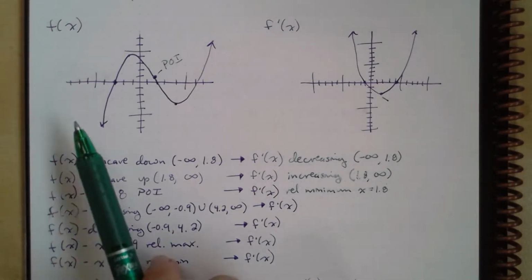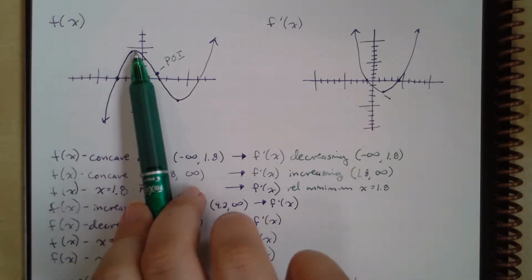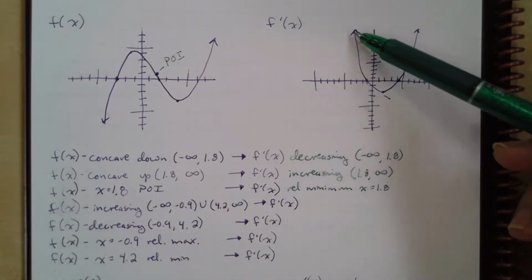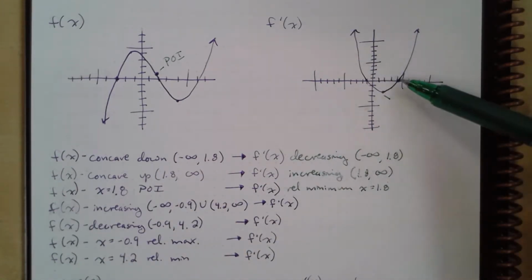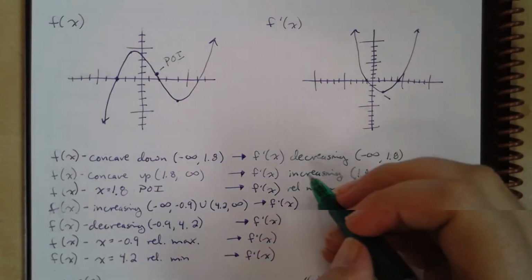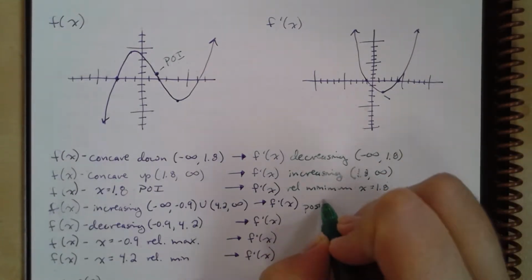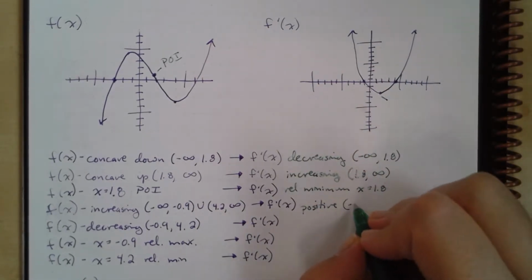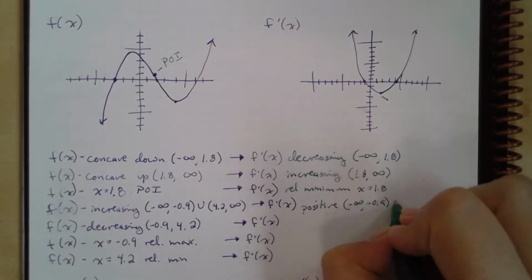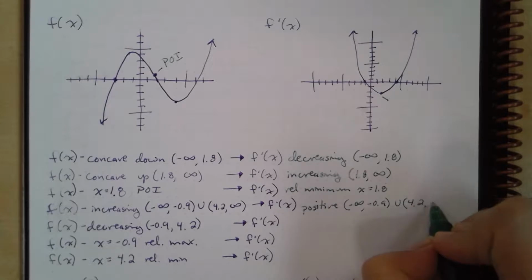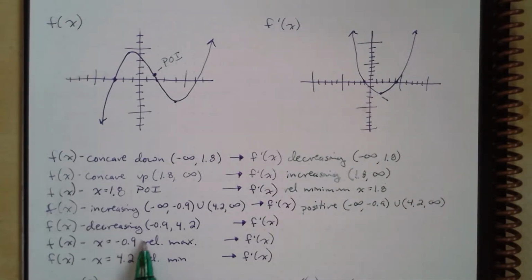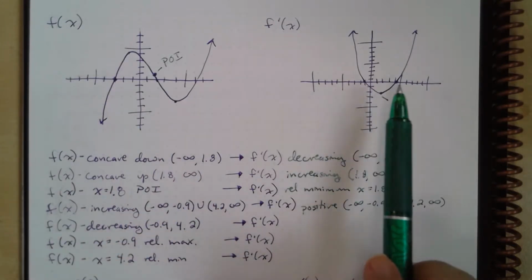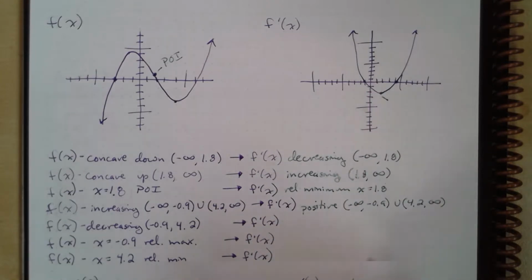f of x is increasing from negative infinity to negative 0.9, and again from 4.2 to infinity. And what's happening there? Well, from negative infinity to negative 0.9 and from 4.2 to infinity, f prime of x is positive, meaning that it's above the x-axis. Well, f of x is decreasing from negative 0.9 to 4.2. And what's happening to f prime of x then? Well, there it's negative.